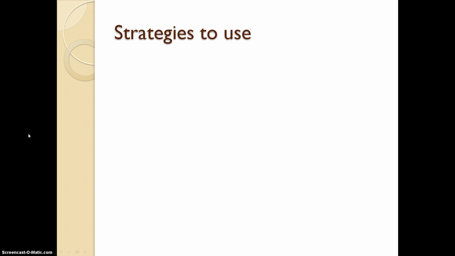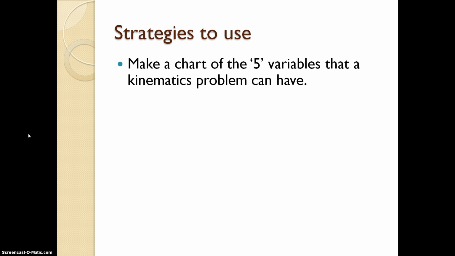Now, I can teach you as much as I want, but I want to teach you strategies on how to use them and what they mean. So I have 2 major ones, and here's the first one. You're looking at a situation. You're going to make a chart of the 5 variables that can be happening here. Now, you can write down V naught, VF, delta X, A, T.